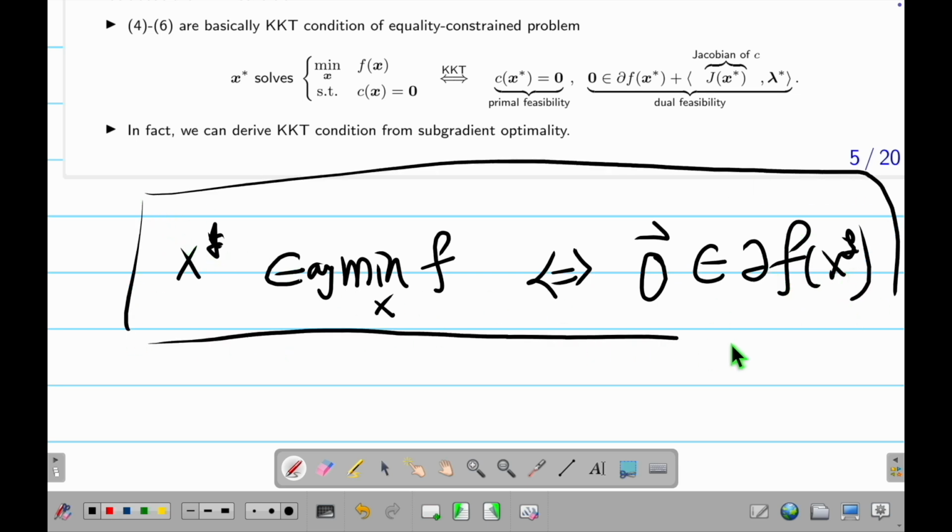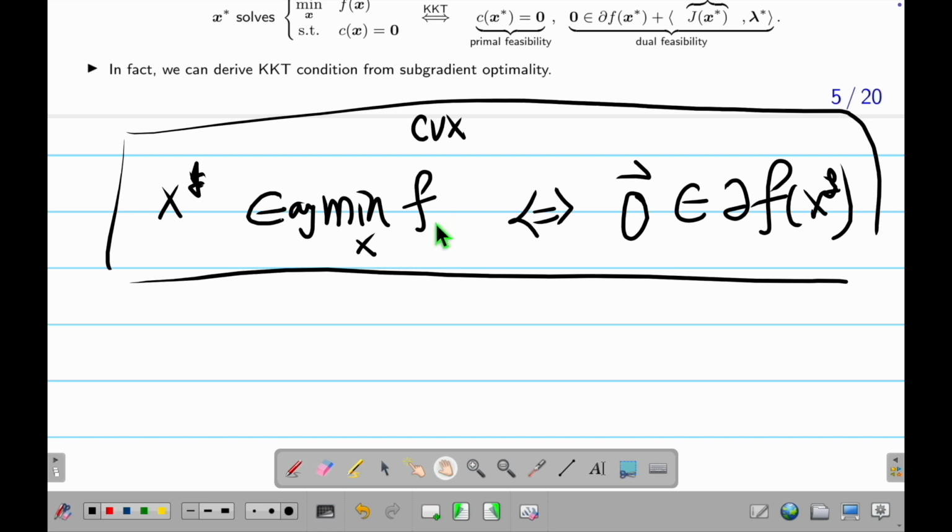What does it mean? It means if my x star is a minimizer of f, of course this has to be convex, okay? Then I have this. What are the key points? Number one, I just said this is convex. I didn't say it's differentiable. It can be not differentiable. And also, I didn't say what f is. It can be any f. It can be f plus g plus h. It can be an indicator function. It can be a constraint. Okay? It can be a deep neural net if it is convex.